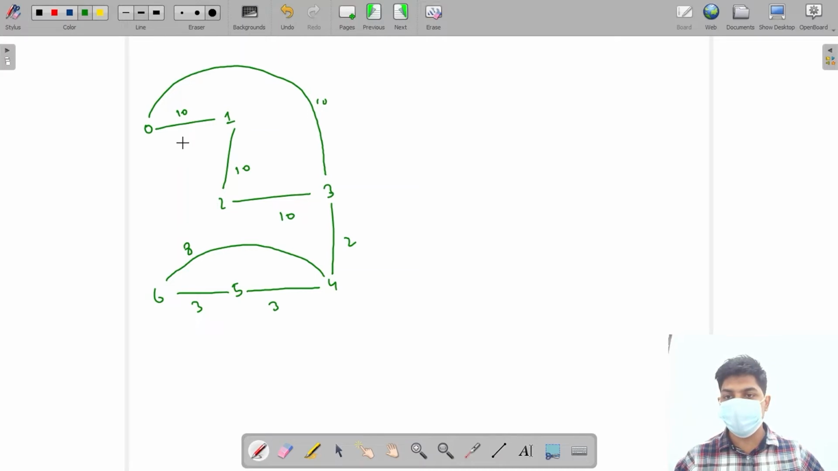The graph represents the connection between the cities, like 0, 1, 2, 3, 4 are cities and these are connected by these roads. Okay, and these weights 10, 10, 8, 3, 3 represent the cost if we want to use this particular road, like 1 to 2.